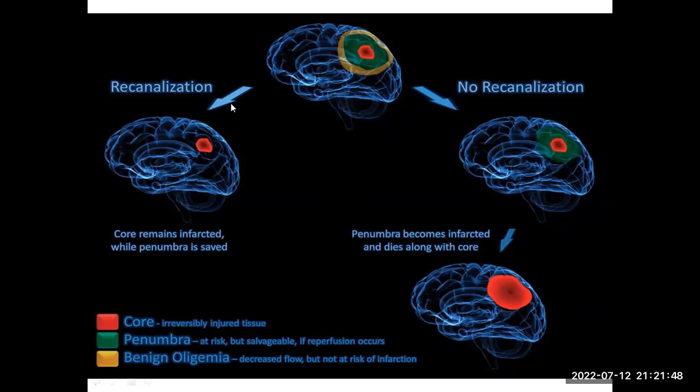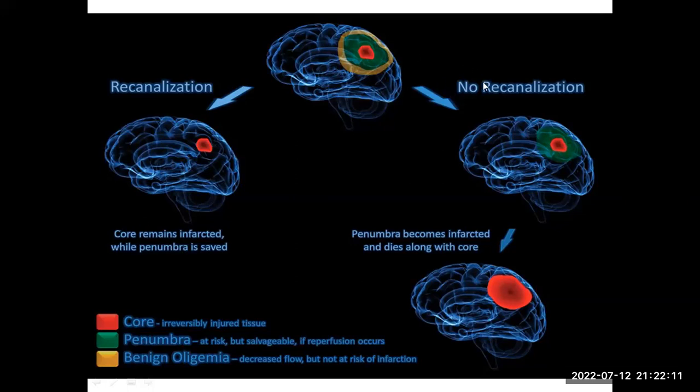So here on the left, this patient in this scenario underwent successful reperfusion therapy. So with successful reperfusion therapy, the core will remain infarcted because the core is already dead tissue, as I said. But the penumbra will be saved. As you can see, there is no green tissue, no green area. Only the red area is lost. So here the patient will have less disability.